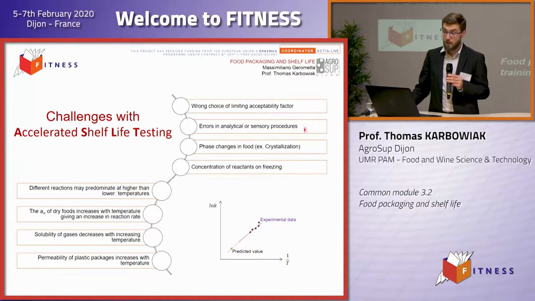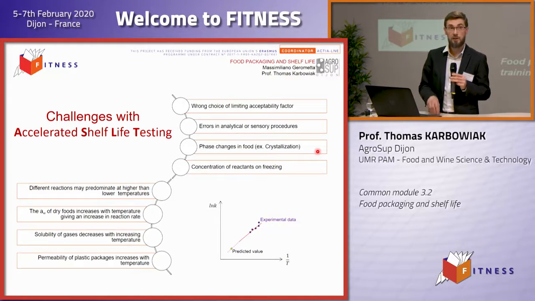After, you can have errors in analytical and sensory procedure. Another thing quite important to know is phase changes in food. That means when you change the temperature, you could also change the physical structure of your food. Like, for example, you could have melting, you could have crystallization, you could have the glass transition that is in between your temperature range you will explore. So that means you can change the properties of your food when you change the temperature for accelerating things.